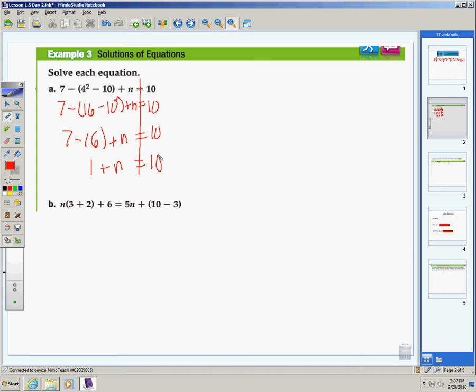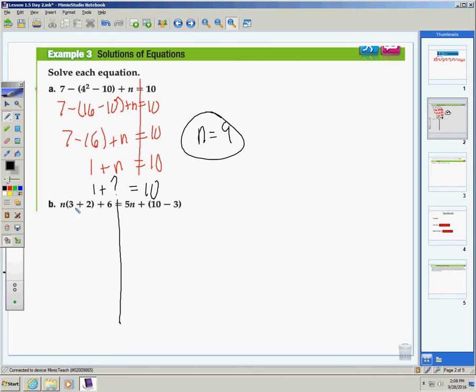We're going to talk more about how to actually solve an equation, but for now, I want you to just find a number that you can plug in for n that works. So 1 plus what would give me 10? Hopefully you all can realize that n would have to equal 9. 1 plus 9 would equal 10. n equals 9.